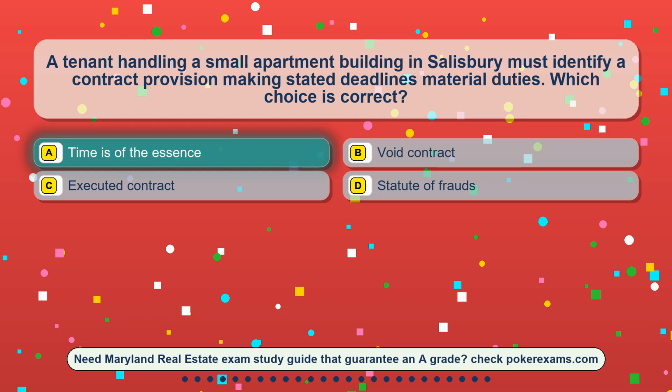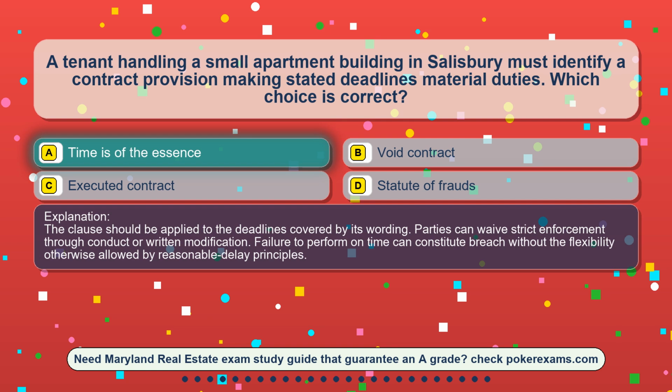The correct answer is option A, time is of the essence. The clause should be applied to the deadlines covered by its wording. Parties can waive strict enforcement through conduct or written modification. Failure to perform on time can constitute breach without the flexibility otherwise allowed by reasonable-delay principles.